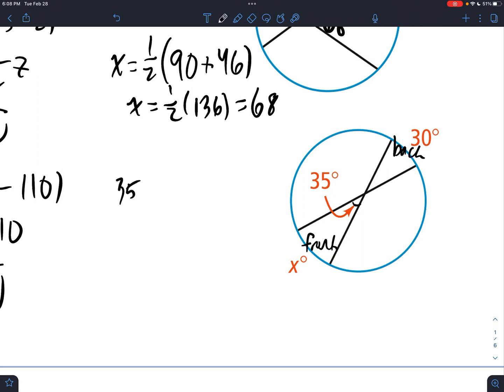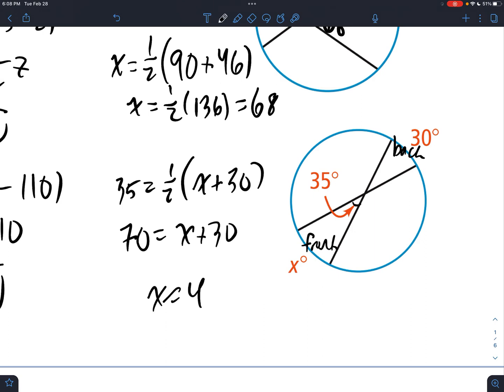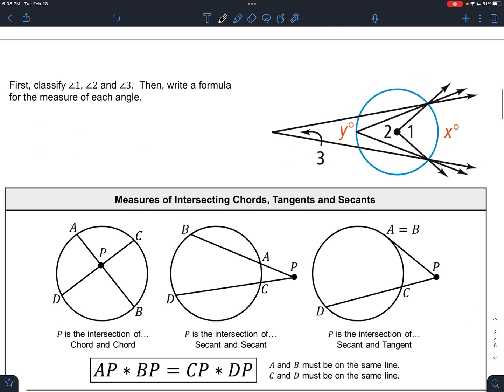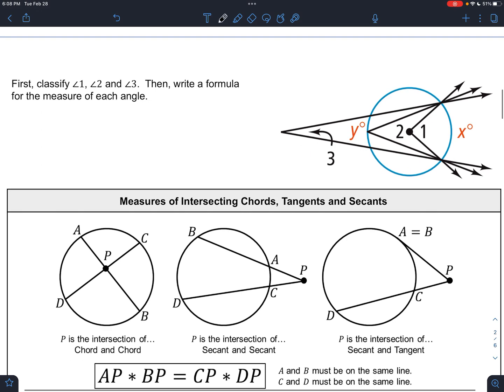And then also here we do have this angle. We have a front and we have a back. So 35 is 1/2 the front plus the back. Double both sides, and we get pretty quickly that x is 40. Okay, so those are some examples on how you can apply those theorems.